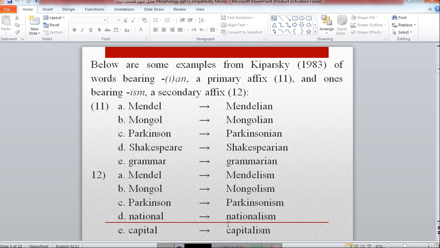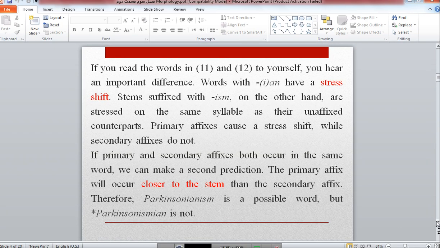This is the main and the first difference between these two kinds of affixes, which, if I ask you about these differences, you should talk about these examples and this property. If primary and secondary affixes both occur in the same word, we can make a second prediction. The primary affix will occur closer to the stem than the secondary affix.